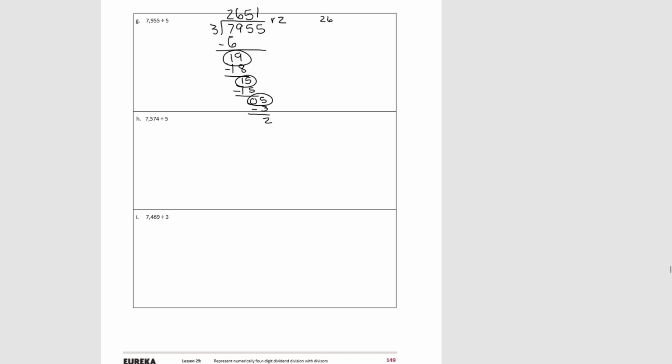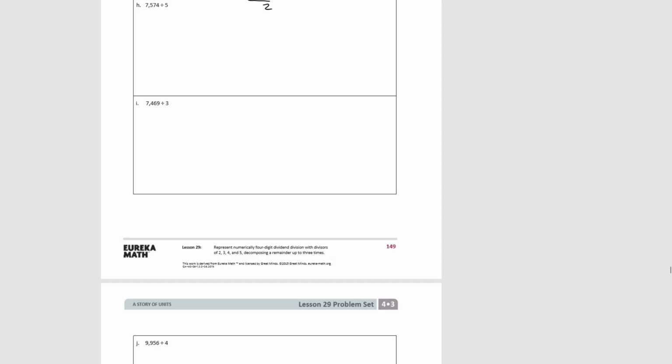Checking with multiplication and addition. 1 times 3 is 3. 5 times 3 is 15. 6 times 3 is 18 plus 1 is 19. 2 times 3 is 6 plus 1 is 7. We're going to add the 2 as a remainder. And we match. Try H.